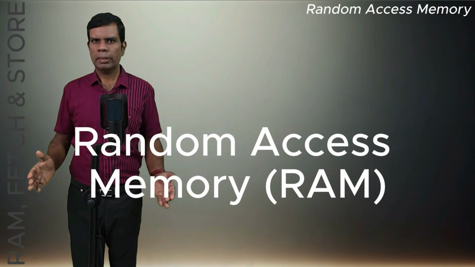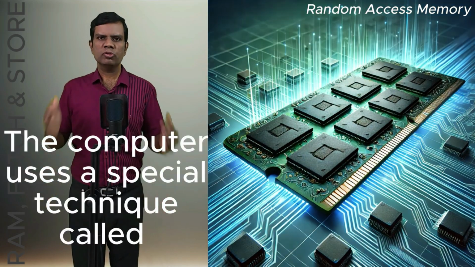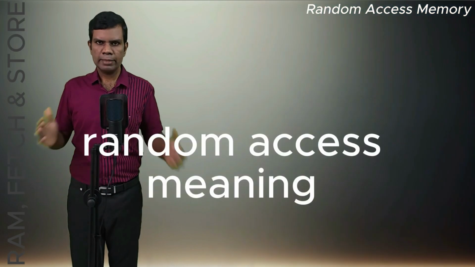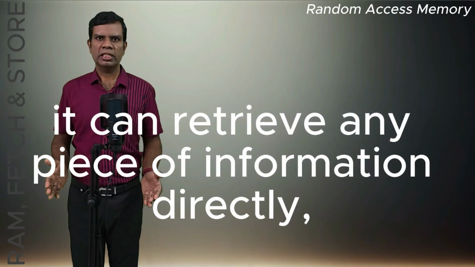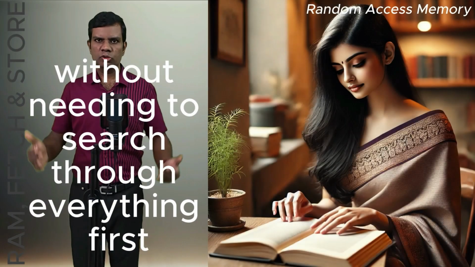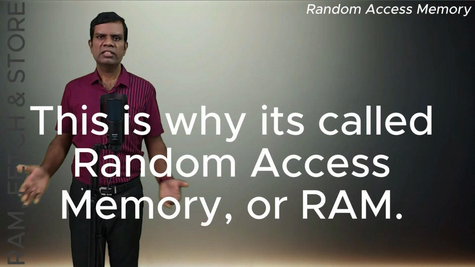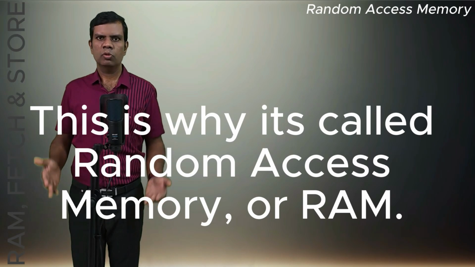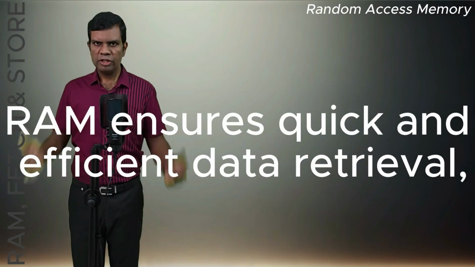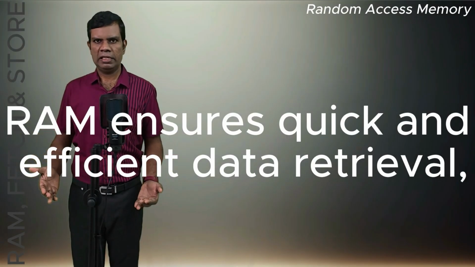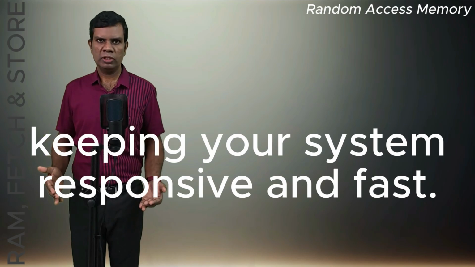Random access memory. The computer uses a special technique called random access, meaning it can retrieve any piece of information directly without needing to search through everything first, like skipping to a specific chapter in a book. This is why it's called random access memory, or RAM. RAM ensures quick and efficient data retrieval, keeping your system responsive and fast.